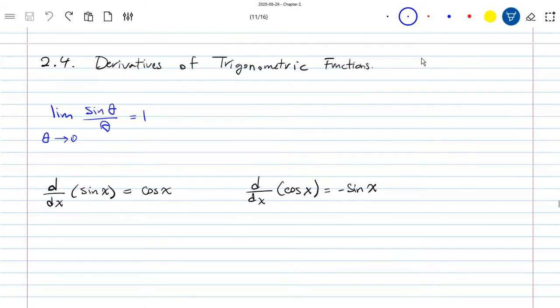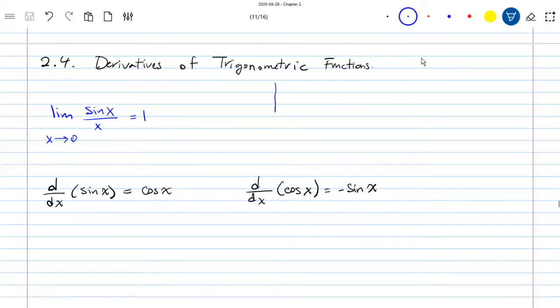This limit is 1. Instead of theta, you could have x or h, it doesn't really matter. If the variable was h, you still have the same result. If it is x, it doesn't matter either. So the limit of sine x divided by x is equal to 1 as x approaches 0. There is a geometric way to prove this. I don't want to get into it, but it's available in the book.